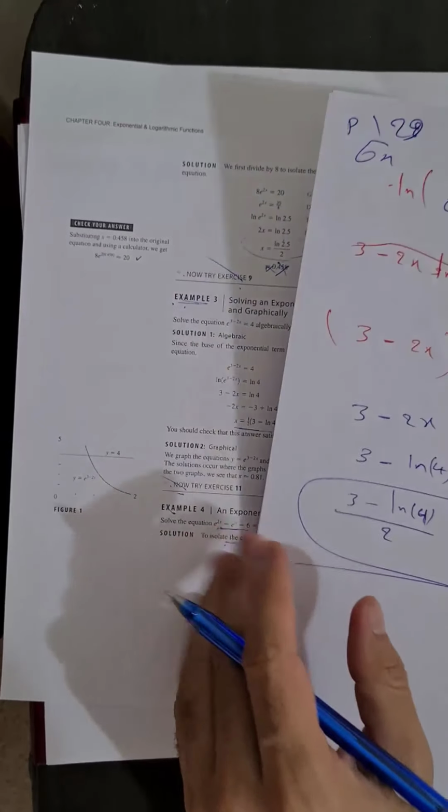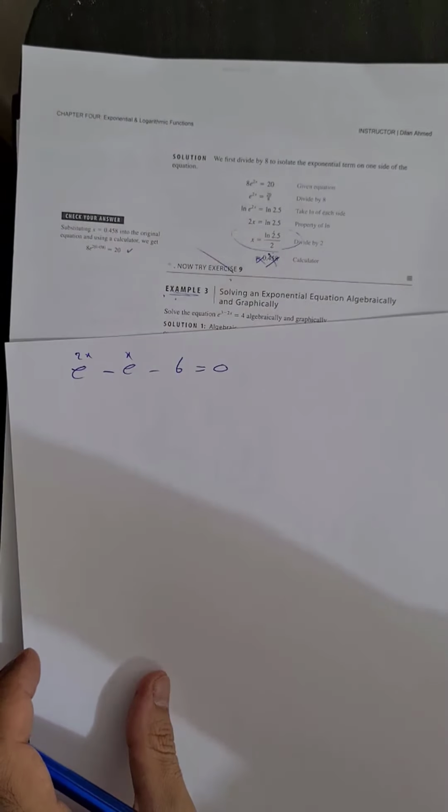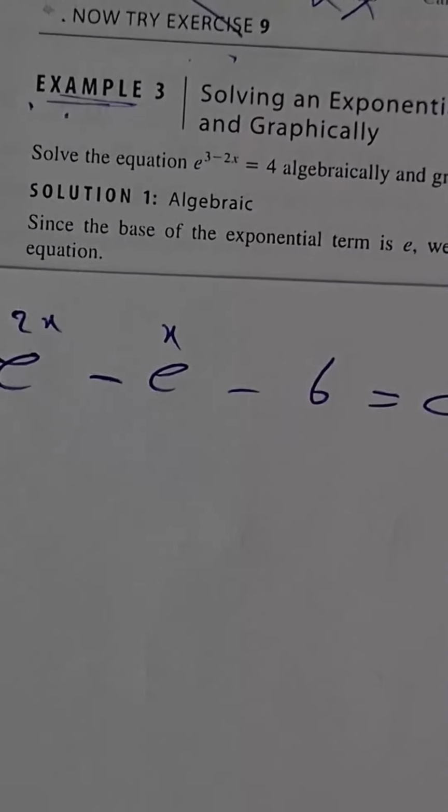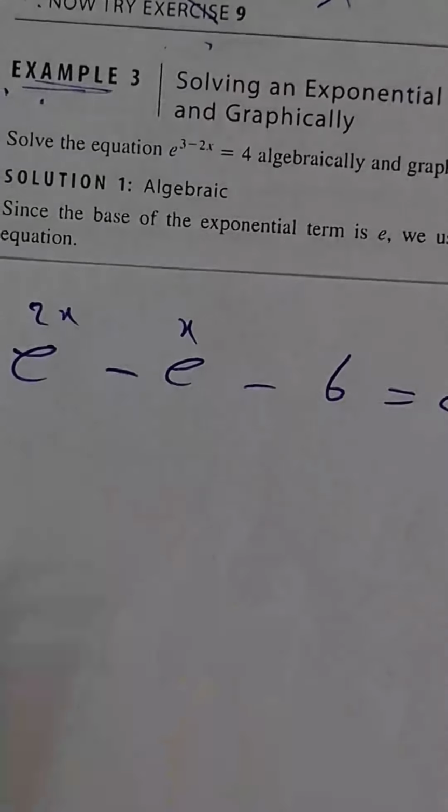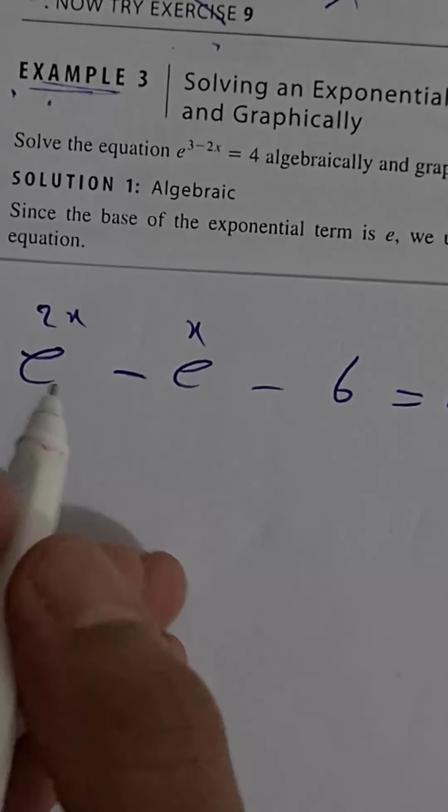Now we have an important example here, an example of the quadratic equation form. How do I know it's in the quadratic equation form? I'll use the other page because this example needs more work: e to the power 2x minus e to the power x minus 6 is equal to 0. Dear students, this example needs more concentration, so please be with me in all the steps. Step by step I am going to solve this.